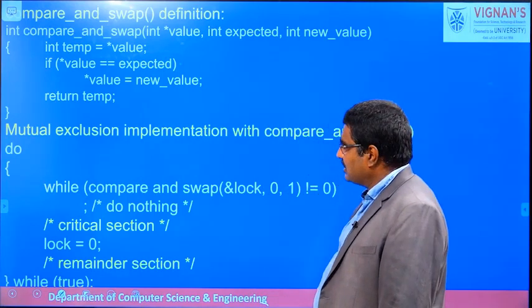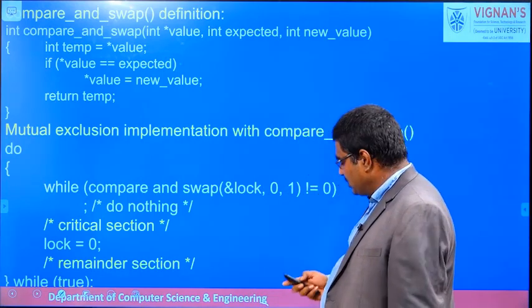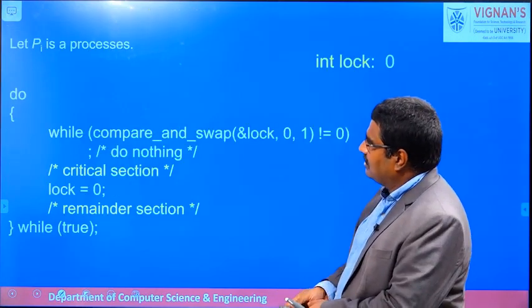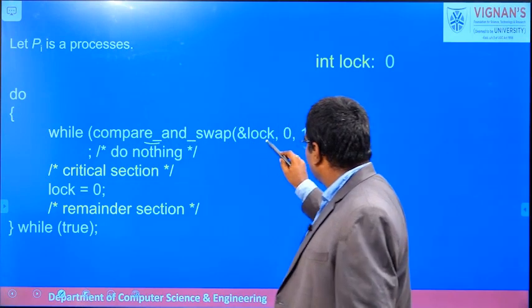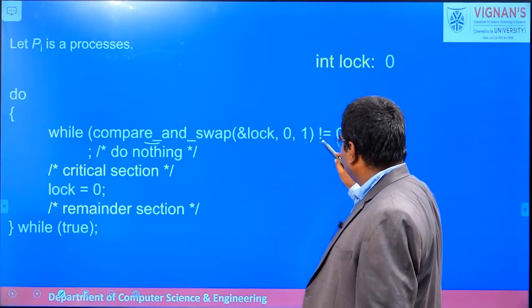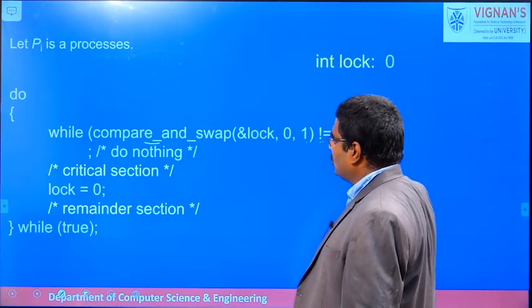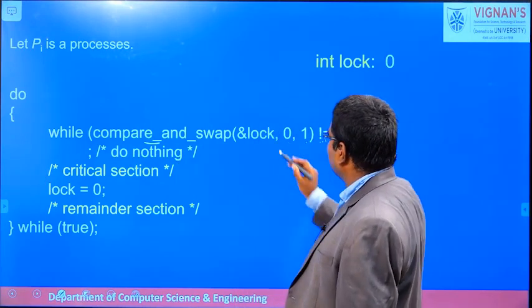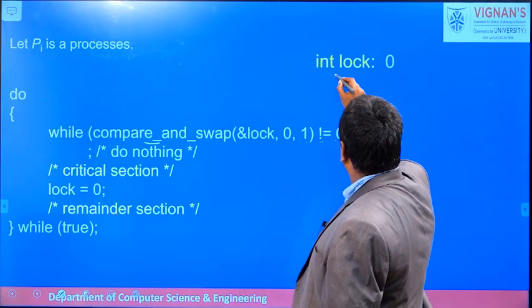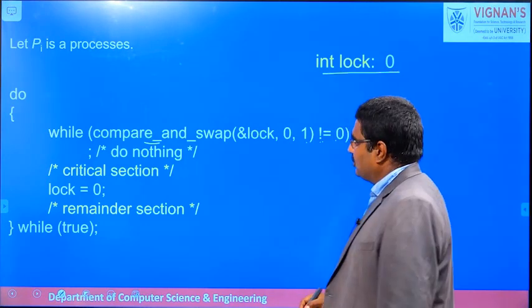Now we discuss how this is used to achieve process synchronization. The code is a simple one: while compare and swap(lock, 0, 1) is not equal to 0, do nothing. Here we are assuming that initially lock is an integer variable and its initial value is 0.